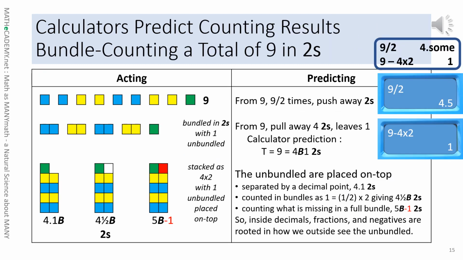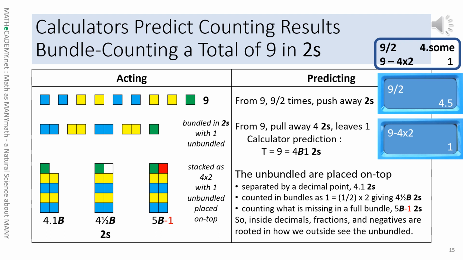Calculations predict counting results. Here, we bundle count a total of 9, in 2s. 9, bundled in 2s, leaves 1 unbundled. We stack the 4 bundles as 4 times 2, with 1 unbundled placed on top. From 9, 9 over 2 times, we push away 2s. From 9, we pull away 4 2s, leaving 1. So, the calculator prediction is T equals 9 equals 4 bundle 1, 2s. The unbundled is placed on top.